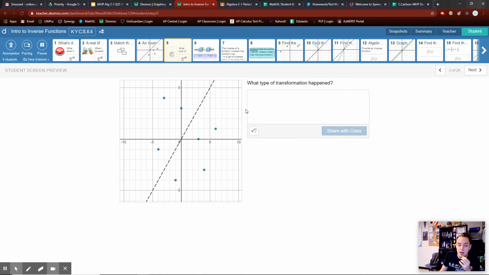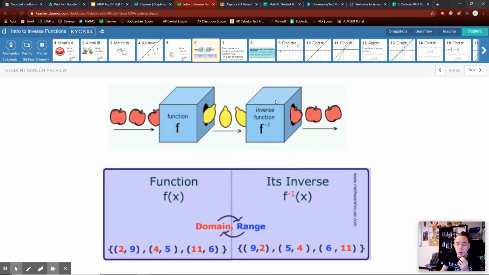What type of transformation happened? What type of transformation happened from here to here, from here to here, from here to here, and then this one is all the way up there? What type of transformation happened here? What do you think? You should all be thinking reflection. Okay? Remember your geometry? Remember I said it was going to be bringing back some geometry? This is a reflection here. Okay, so reflection. Share with the class. Yay.